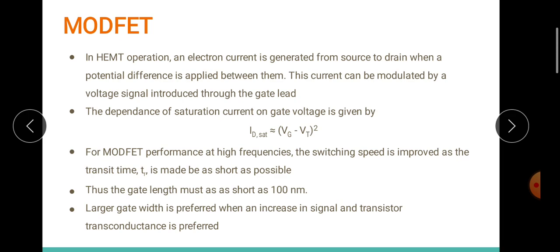In the case of MODFET, we can again see that the saturation current depends upon the gate voltage and threshold voltage by this relation. Isn't this similar to MOSFET? Right? Since this equation is similar to that of a MOSFET, in fact the I-V relationship of MODFET is similar to that of MOSFET.